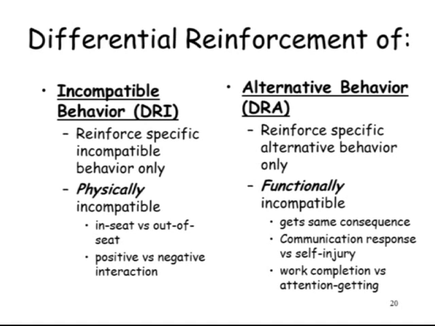DRA, or differential reinforcement of alternative behavior, is something that I actually use more. With DRA, you're picking an appropriate behavior that is not necessarily physically incompatible with the problem behavior. In other words, it would be possible for the student to do them both at the same time. However, you're picking a behavior that you believe, based on your functional behavior assessment, is going to serve the same purpose or function as the problem behavior. In other words, it results in the same consequence.